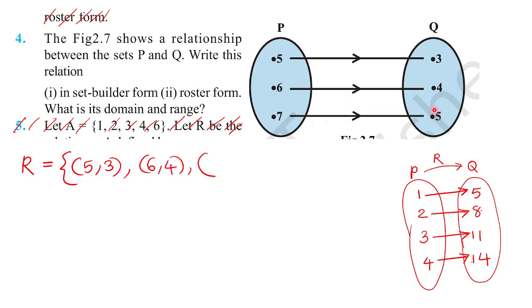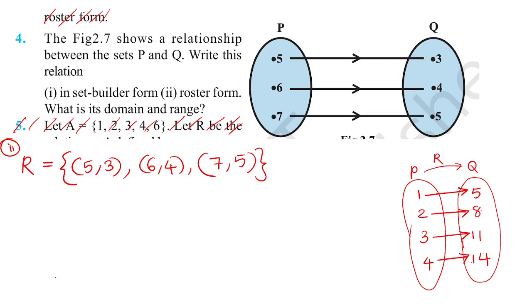And 7 is related to 5, 7 comma 5. So this is the roster form. Second one is done. Roster form. All of you clear? Aryan, Shivani, Deva, Rakshana, clear? Yes, sir. Okay. Set builder form.